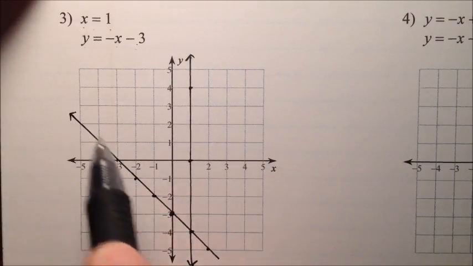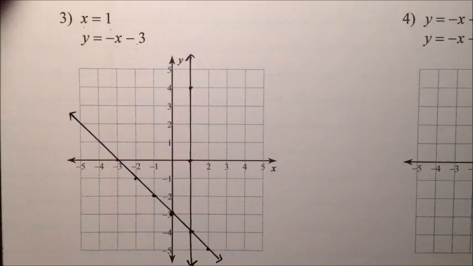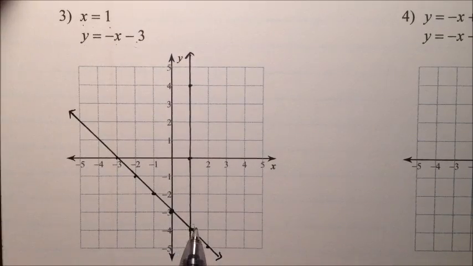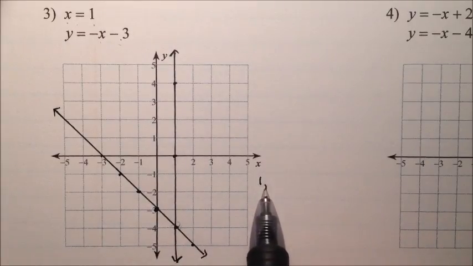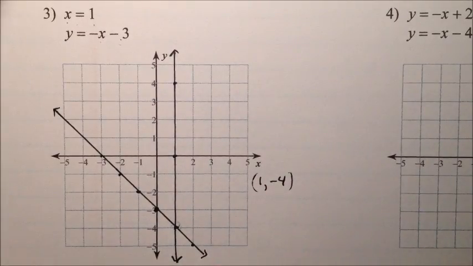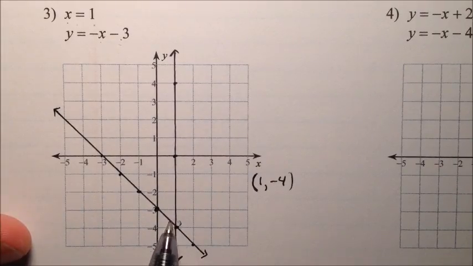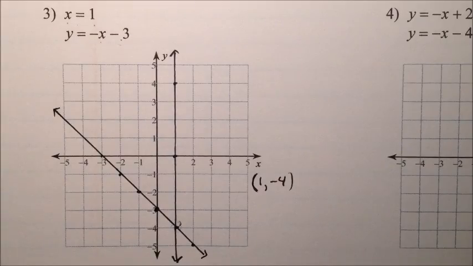Okay, so there's that line. And it looks like we have an intersection right here. It's going to be at 1, negative 4. So I'm going to put my answer 1, negative 4. And this is going to be a consistent and independent system because it has exactly one solution.